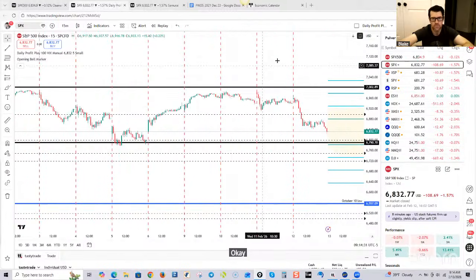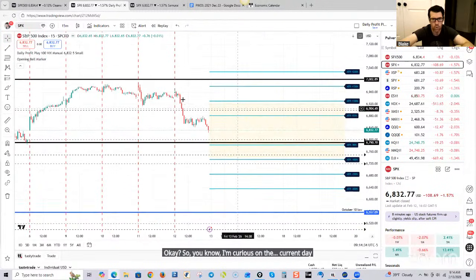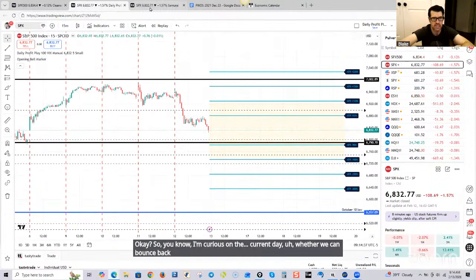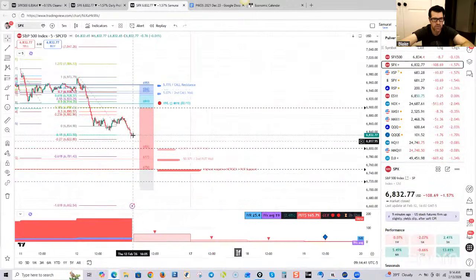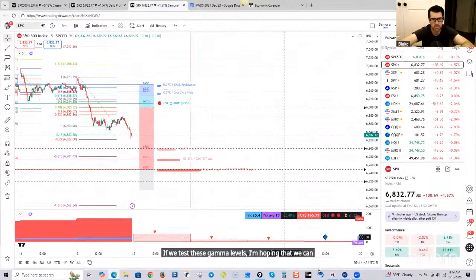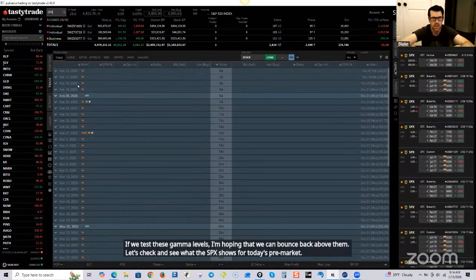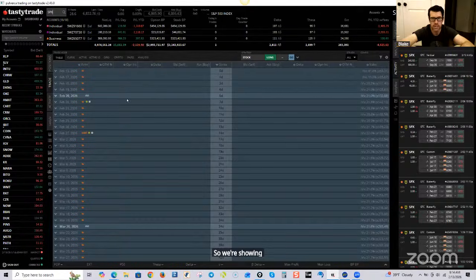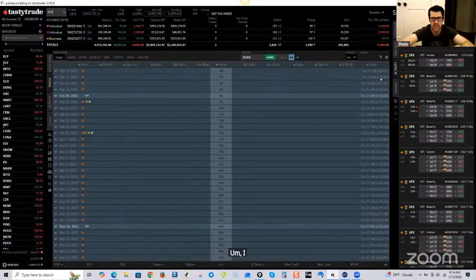Okay. So, I'm curious on the current day, whether we can bounce back with an efficiency day today. If we test these gamma levels, I'm hoping that we can bounce back above them. Let's check and see what the SPX shows for today's pre-market. So we're showing pre-market 63.3. That's pretty big. Going into Tuesday, it's 95 points. I'm going to look at a couple of trades today.